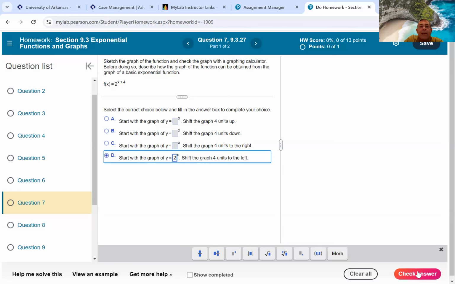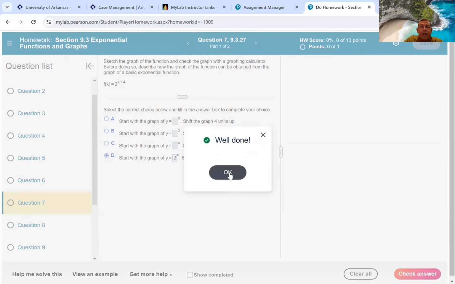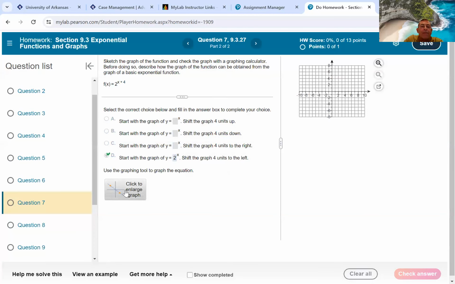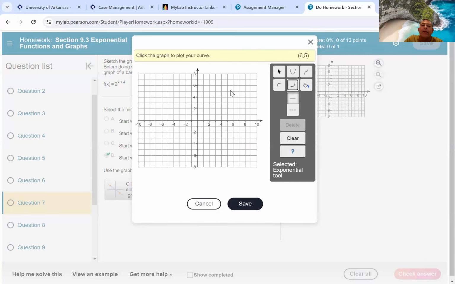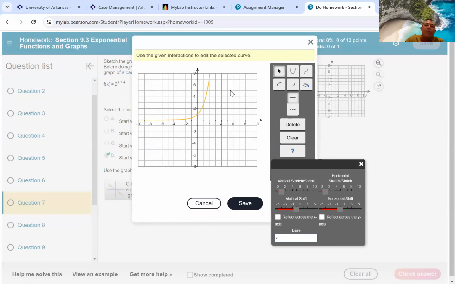So y'all, let's check that answer. So good job. Now we're going to graph it. So I'm going to click to enlarge my graph. Remember, grab the exponential tool, second row, second tool, exponential, and then click over here anywhere. It don't matter where you click. It's going to draw that graph the same place every time. So we did 4 units to the left. So go to the horizontal and let's slide that to a -4.